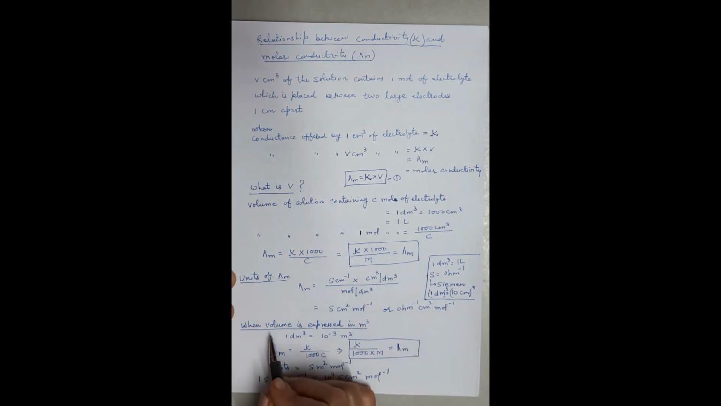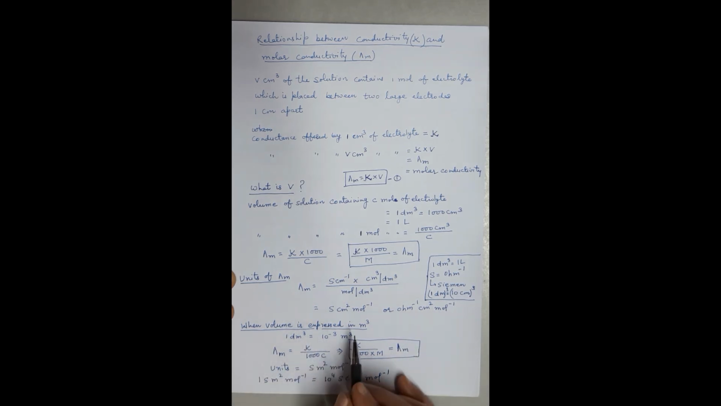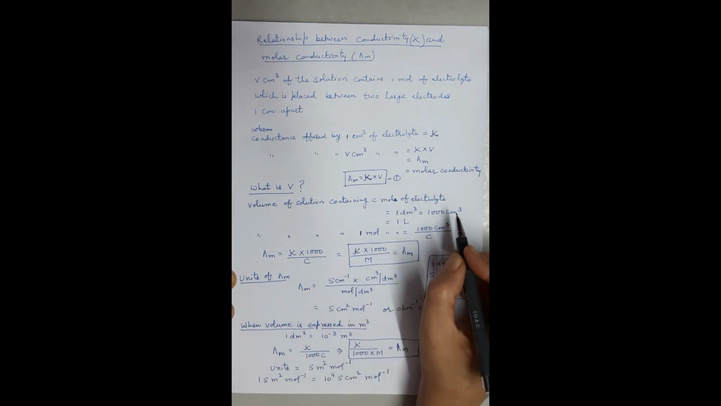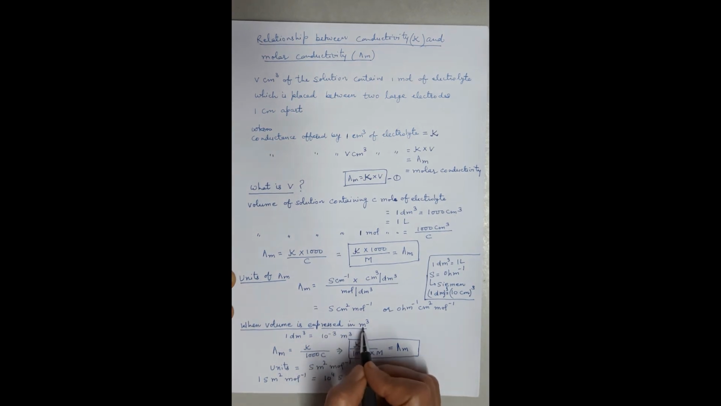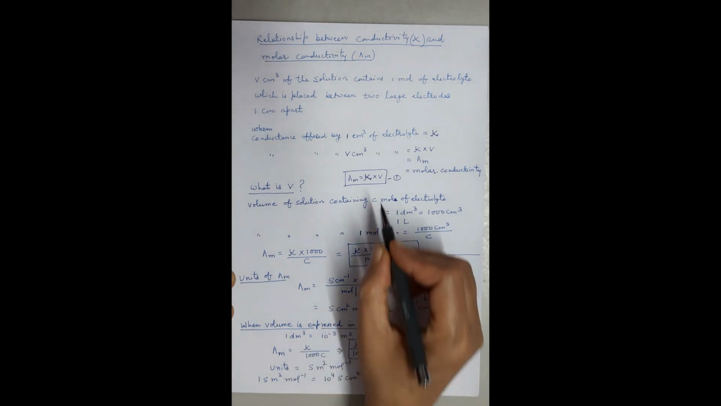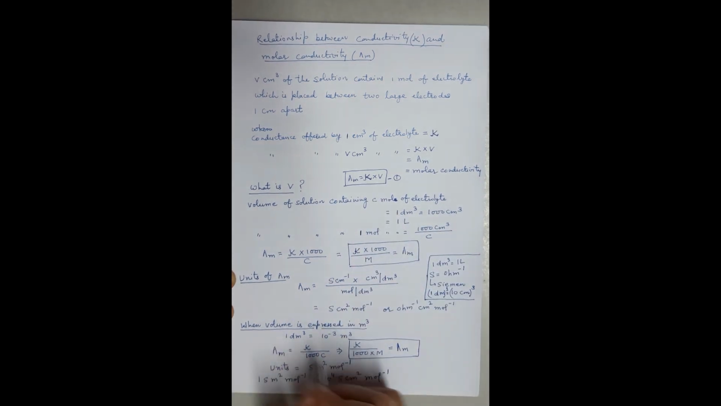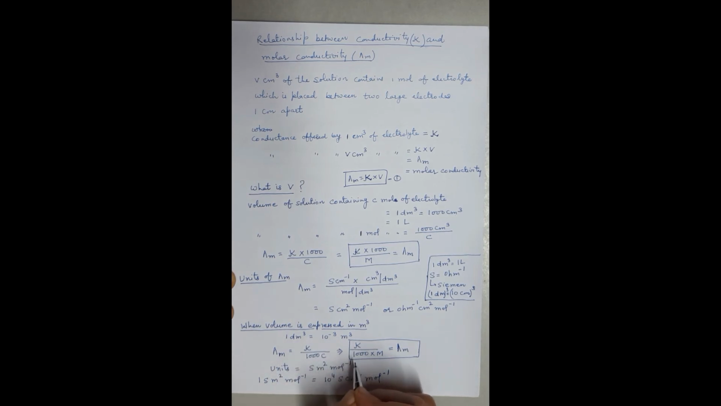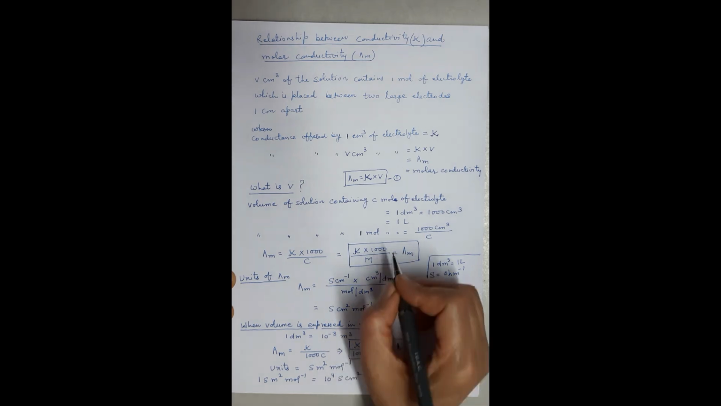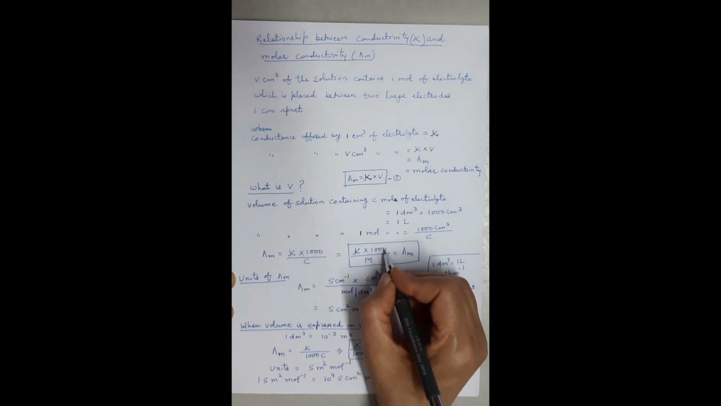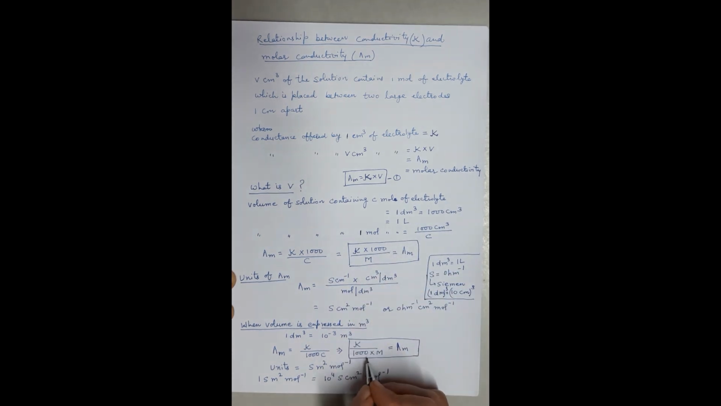And we can also express volume in meter cube. Here I have expressed volume in centimeter cube, but the same way volume can be expressed in meter cube also. So 1 decimeter cube is equal to 10 raised to power minus 3 meter cube. And if you place the volume value here in this case, then my expression becomes kappa upon 1000 into molarity. In previous case, 1000 is in the numerator, whereas in this case it is in the denominator.